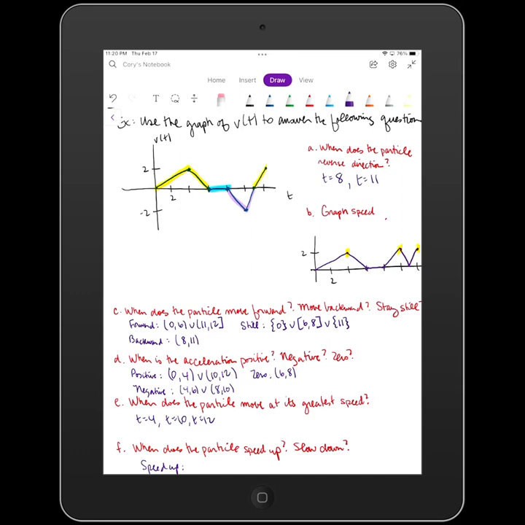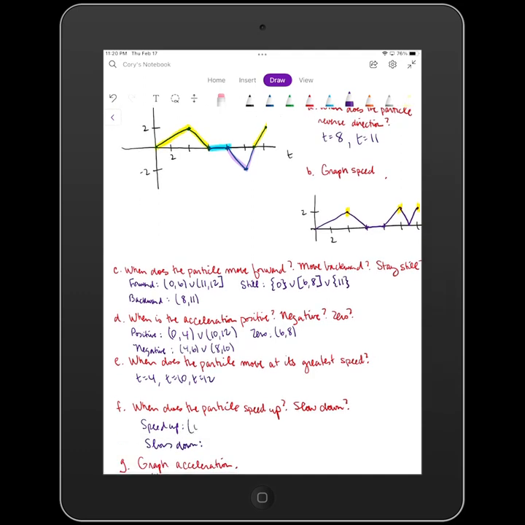Okay, and it also can happen where velocity and acceleration are both negative. So for velocity to be negative, the graph has to lie below the t-axis. And for acceleration to be negative, the slope has to be negative. Okay, so when we look at the graph here, I know on the interval from 0 to 4, the particle is speeding up because velocity is positive, the graph lies above the t-axis, and acceleration is positive, the graph has a positive slope.